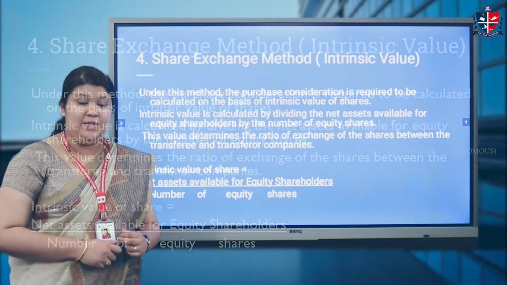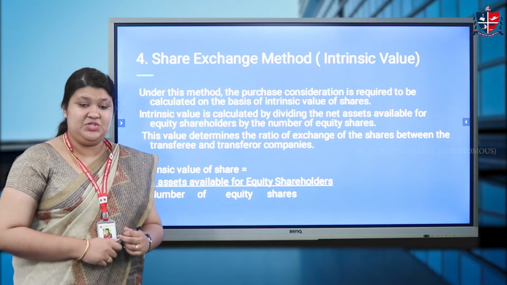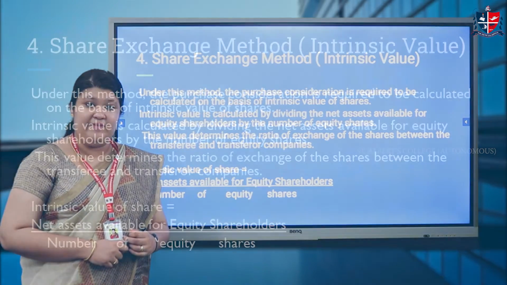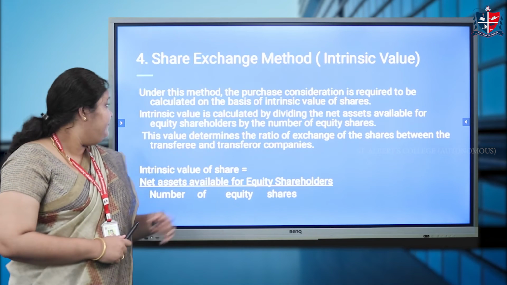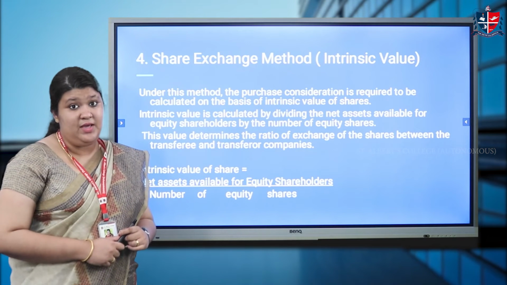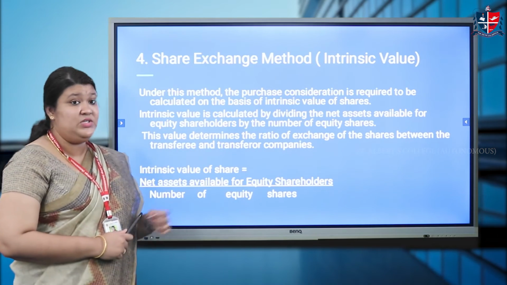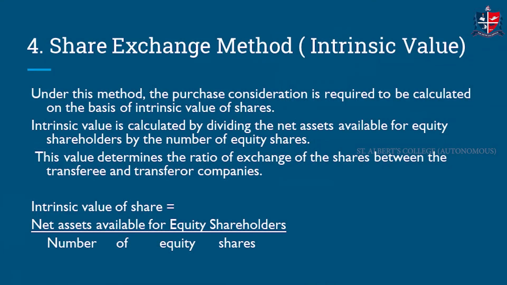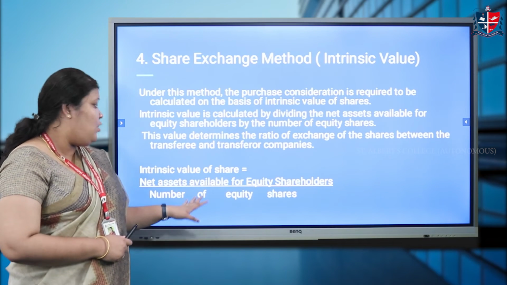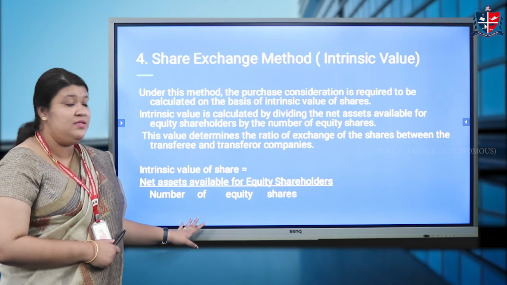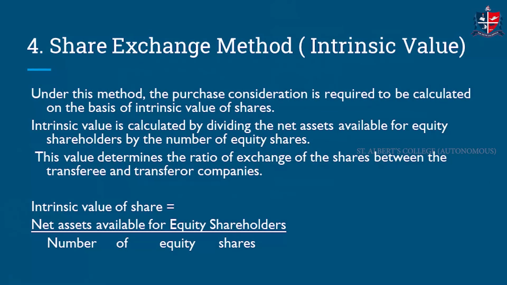The fourth method to calculate purchase consideration is the share exchange method, also known as the intrinsic value method. Under this method, the purchase consideration is required to be calculated on the basis of the intrinsic value of shares. The intrinsic value is calculated by dividing the net assets available for equity shareholders by the number of equity shares. So this ratio determines the share exchange between the transferor company and the transferee company. The share exchange value or the intrinsic value can be calculated using the following formula: the net assets available for equity shareholders divided by the number of equity shares.